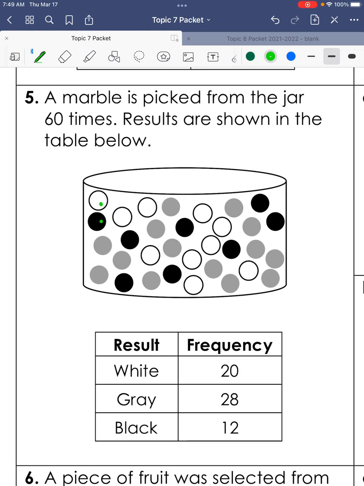So I'm going to count 1, 2, 3, 4, 5, 6, 7, 8, 9, 10, 11, 12, 13, 14, 15, 16, 17, 18, 19, 20, 21, 22, 23, 24, 25, 26, 27, 28, 29, 30, 31. Did I miss any? Yep, 32. So 32 marbles.